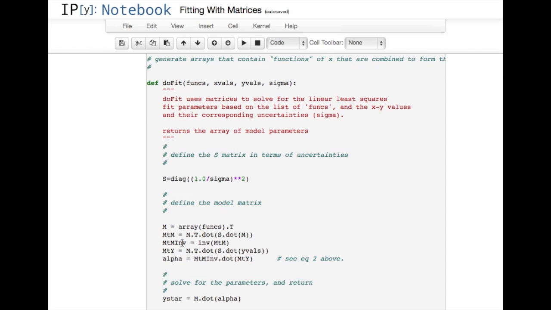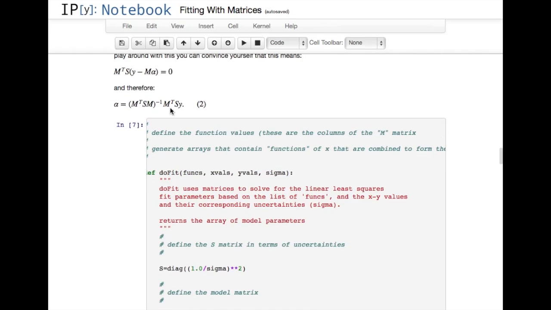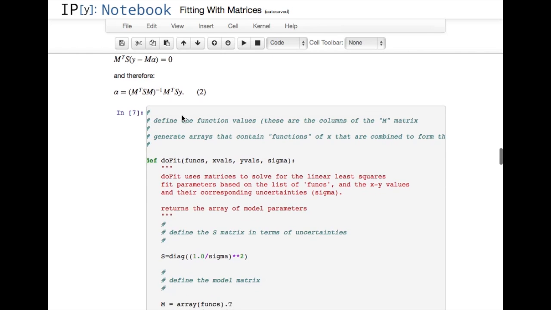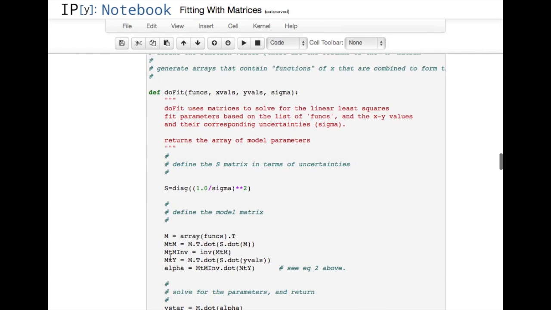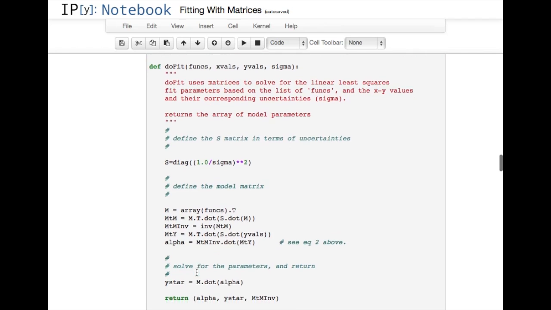Then we compute M transpose dotted into S dotted into M. That's the MTM matrix. We take its inverse, we get MTM inverse. Then we multiply M transpose by S by Y. That gives us this part right here, okay? And then we multiply the whole thing together to get alpha. So the whole business of doing the fit is just a few lines of code here. You can see it's quite easy.